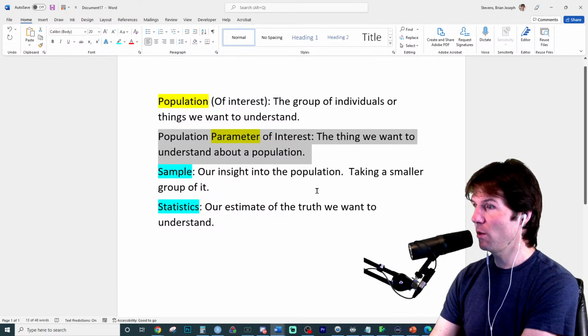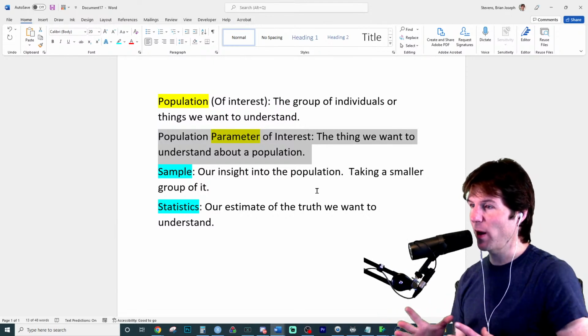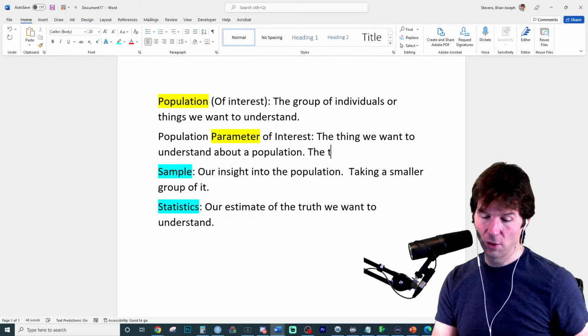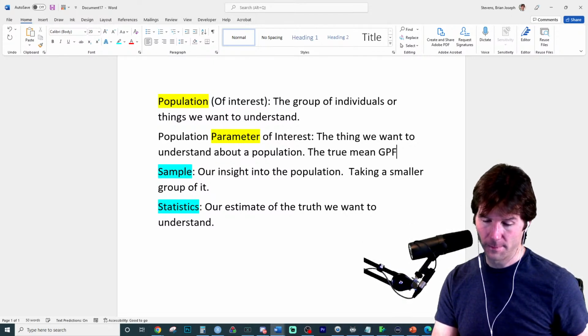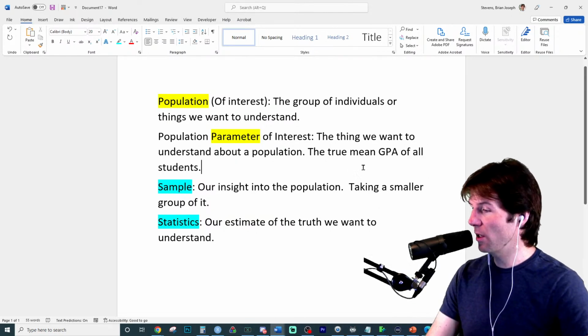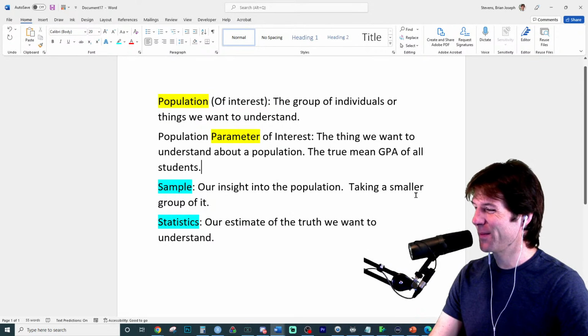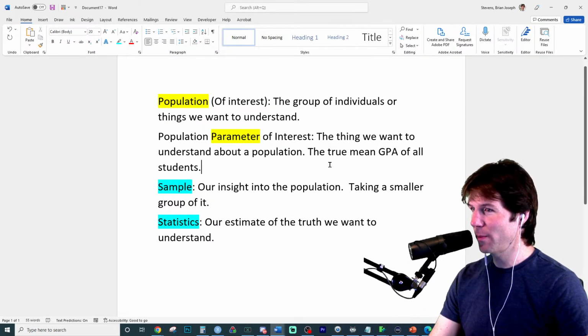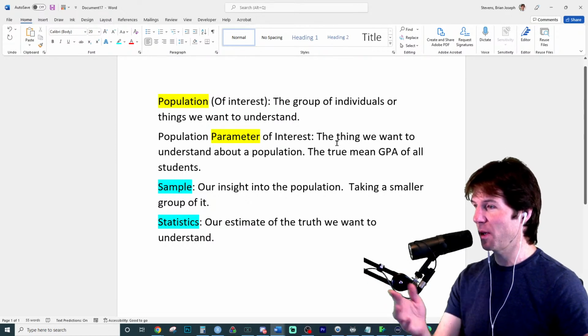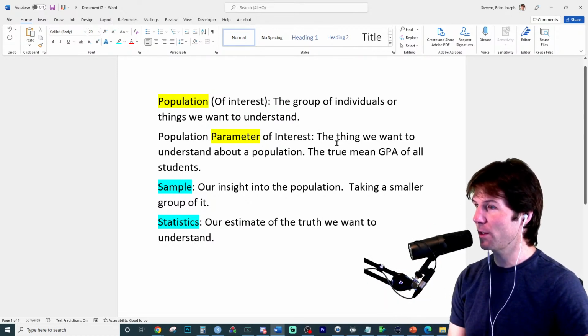Do you think UT knows the average GPA of all students? Could UT figure that out? Does UT have any sort of database access to know the true mean GPA? Nice. Could UT figure out the true mean GPA? That's an example right there. Yeah, they could. They have all the data. They got a database. They just go and say, here's the mean for all students.